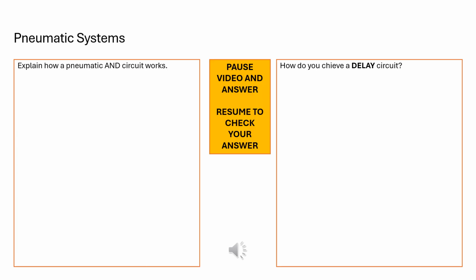So this question here asks you how the pneumatic AND circuit works. Okay, so it's talking about the AND gate. And then the next question says, how do you achieve a delay circuit? So I want you to pause the video at this point, see what you can do, write down your answer, and then resume.